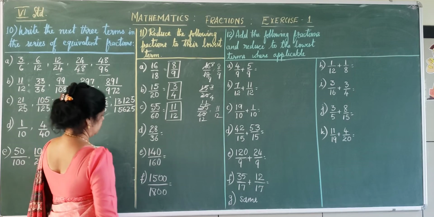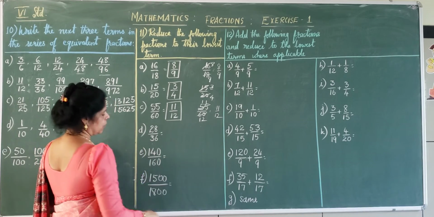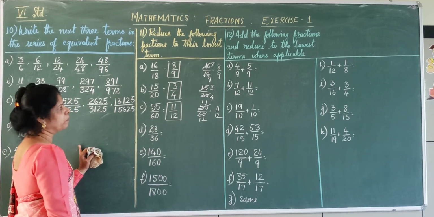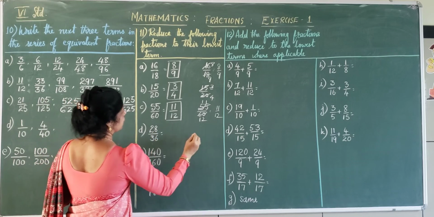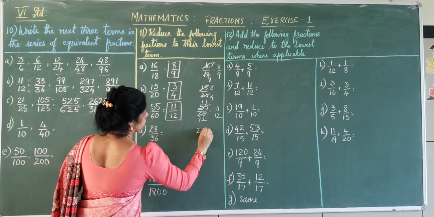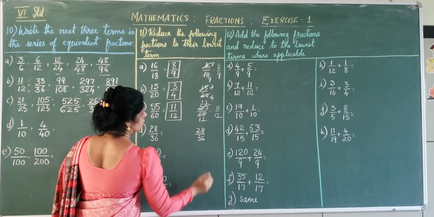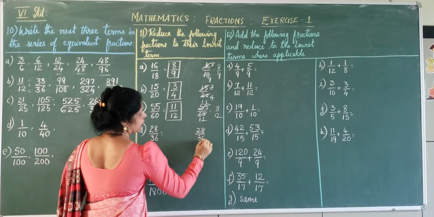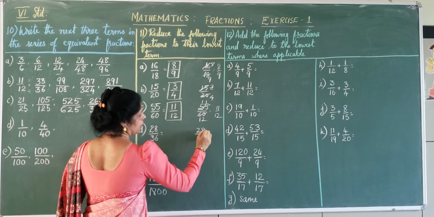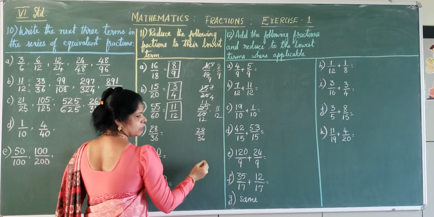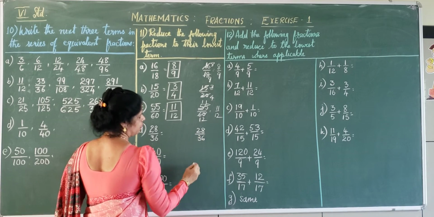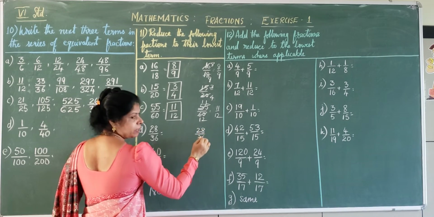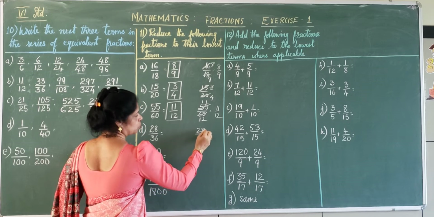Coming to the next one, more I do. The other two you have to do at home. 28 by 36. Both are even numbers. If you take the units place, 8 and 6, units even number, so you can divide it by 2.